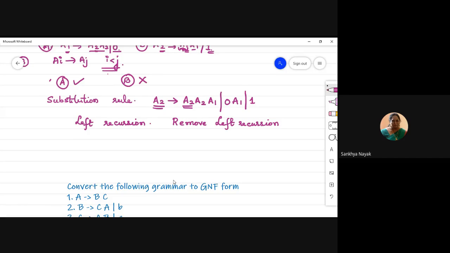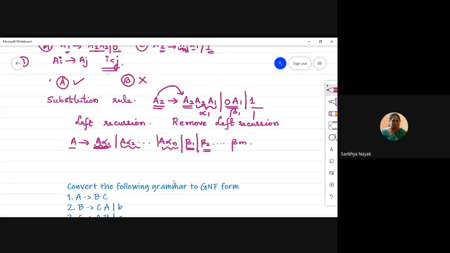Let us say you have productions of this format. A derives A alpha 1, A alpha 2, let us say up to A alpha n, or beta 1, beta 2, up to some beta m. The meaning of this is, you might have A deriving A. So you may have some terms with left recursive portion, and you may have some terms which do not have any recursion. You can see here A2 derives A2. This is the left recursion portion. So here the part after A, whatever is there, will be alpha 1. If you see this part, there is no left recursion. So this becomes beta 1, and there is no left recursion here, so we can write it as beta 2.